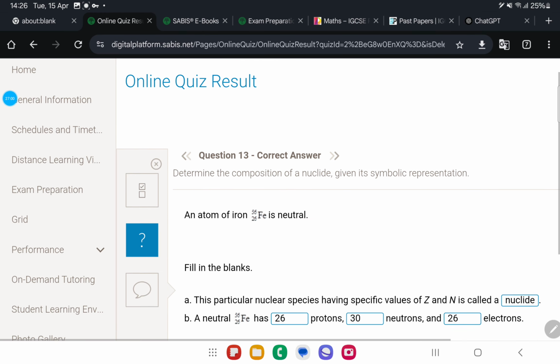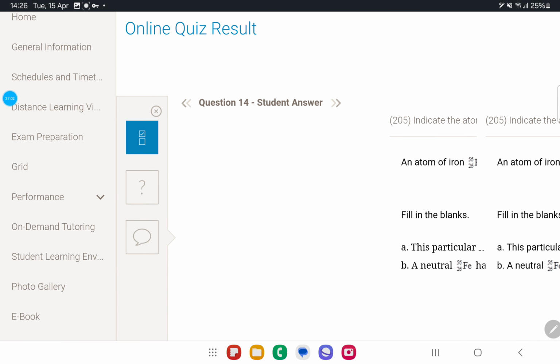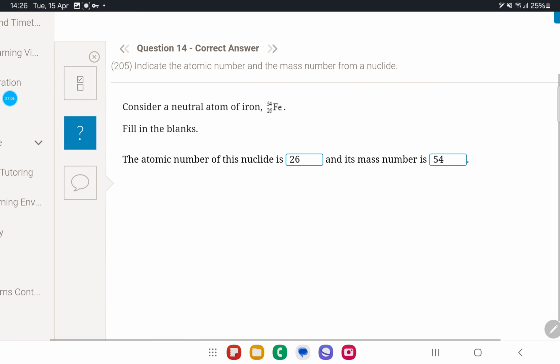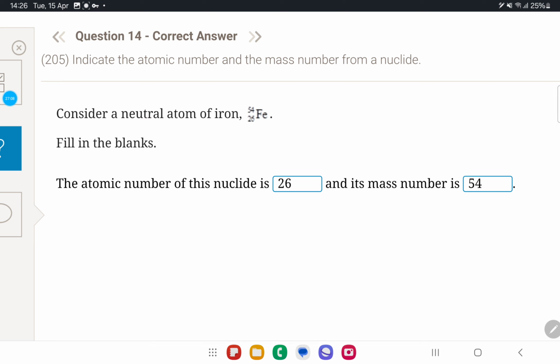And indeed, we got the same amount of values. That's it for question 13. Now for question 14, same atom, iron. The atomic number of this nuclide is 26 and its mass number is 54.